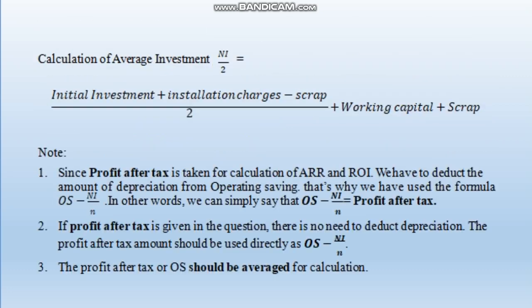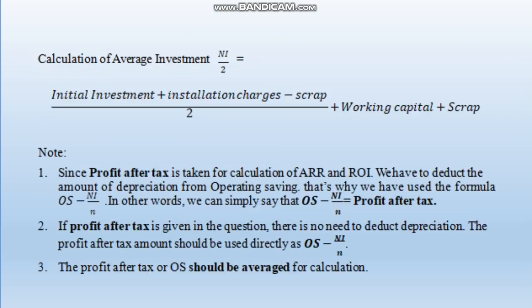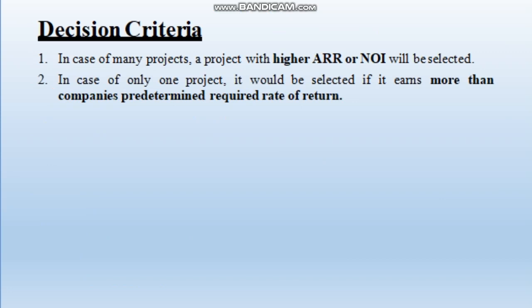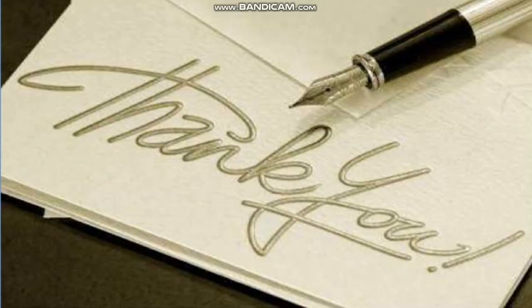Friends, in this video, we discussed accounting rate of return. Accounting rate of return has two variations: return on investment, ROI, and average rate of return. And we have discussed the decision criteria, and some of the advantages and disadvantages of accounting rate of return. This is all about this video. Hope you have got a basic idea on accounting rate of return.